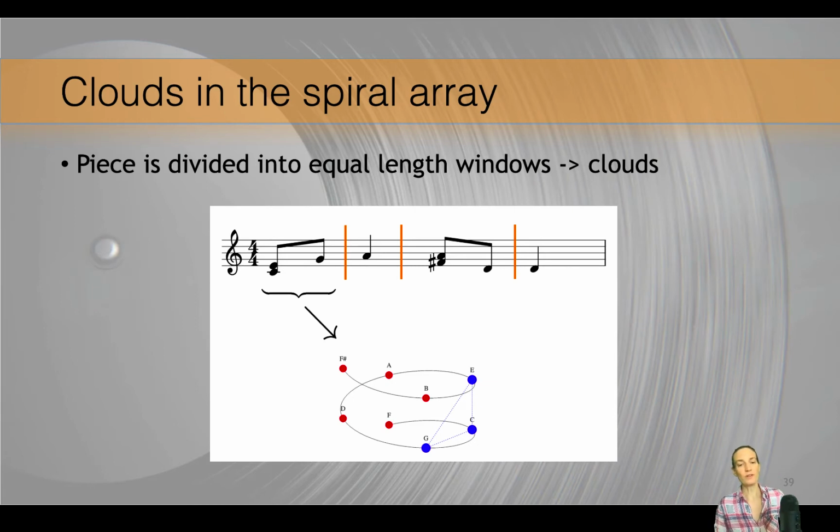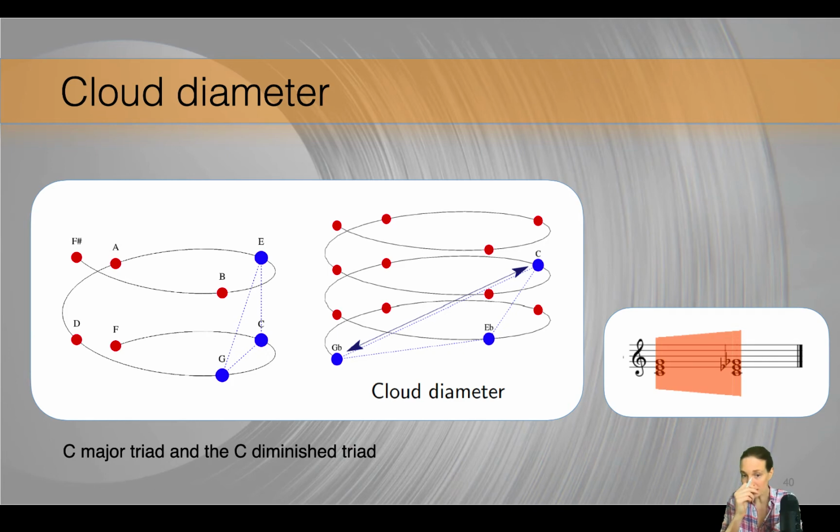So, first of all, to calculate this tension, we divide the piece into equal length windows, which we call clouds. For each of these clouds, we can then calculate the tension metric. For instance, we have the biggest diameter of this cloud. In the case of a C major triad, this diameter is pretty small. In the case of a C diminished triad, which is a more tense chord, the diameter becomes larger. So we can easily say that this chord is more tense.